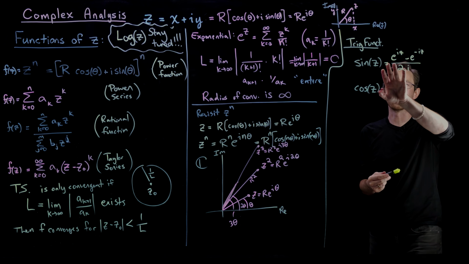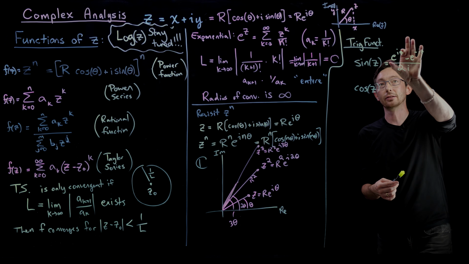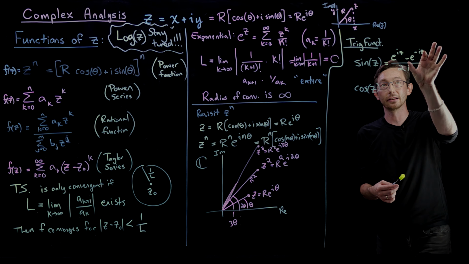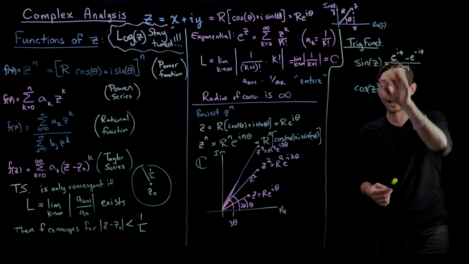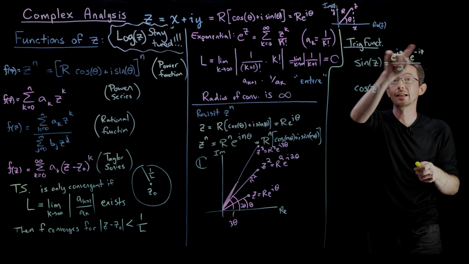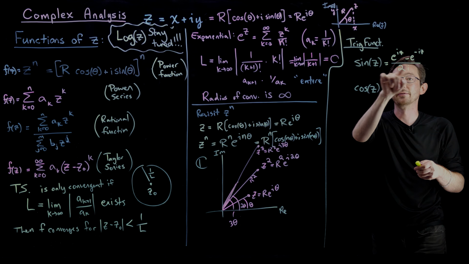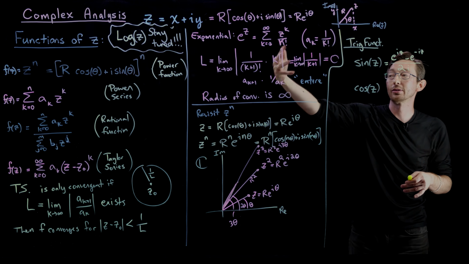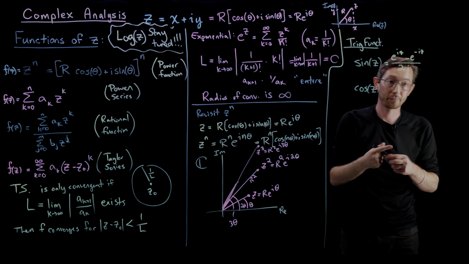You can confirm that if you take the Taylor series of e to the iz and the Taylor series of e to the minus iz and you subtract them, all of the even terms will cancel out and you'll only be left with the odd terms. And if you divide by 2i, you'll be left with the Taylor series for sine of z.